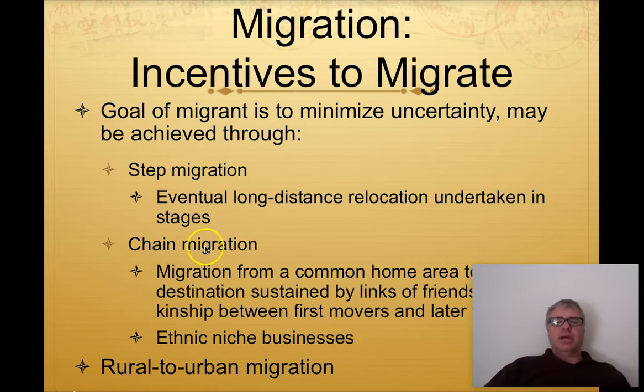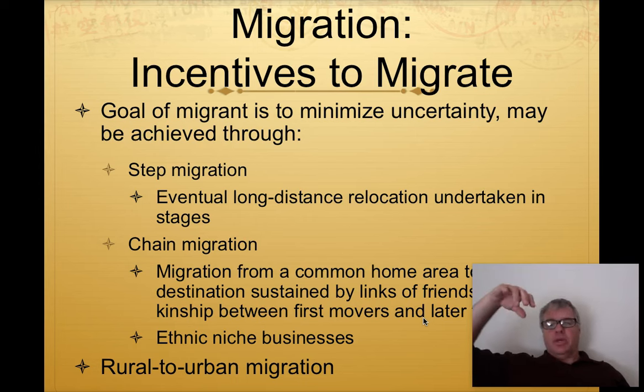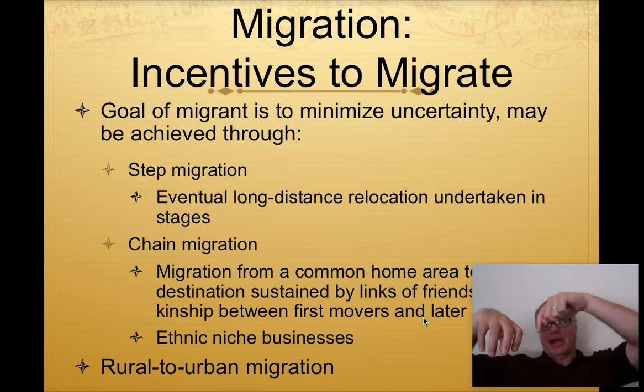You also get what's called chain migration, where migration from a common home area to a specific destination is sustained by links of friendship or kinship between first movers and later followers. A great example would be Chinese migration to the United States, where some people from China got settled into particular places in the United States, and then when Chinese migrants came, they tended to follow the same migration path that those earlier Chinese people followed.